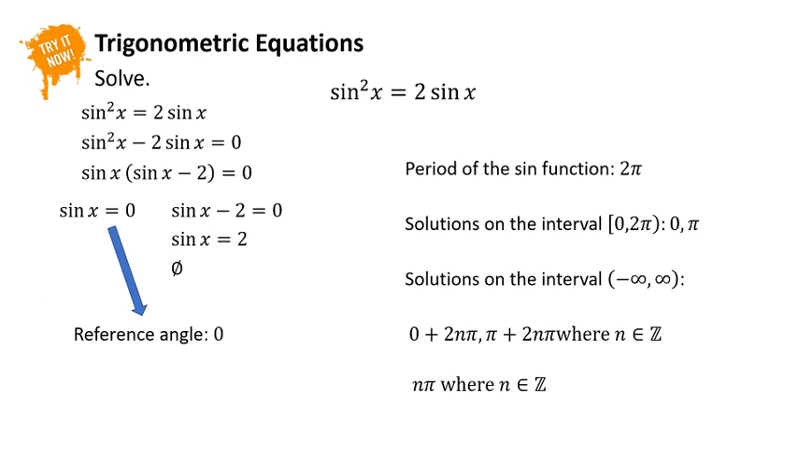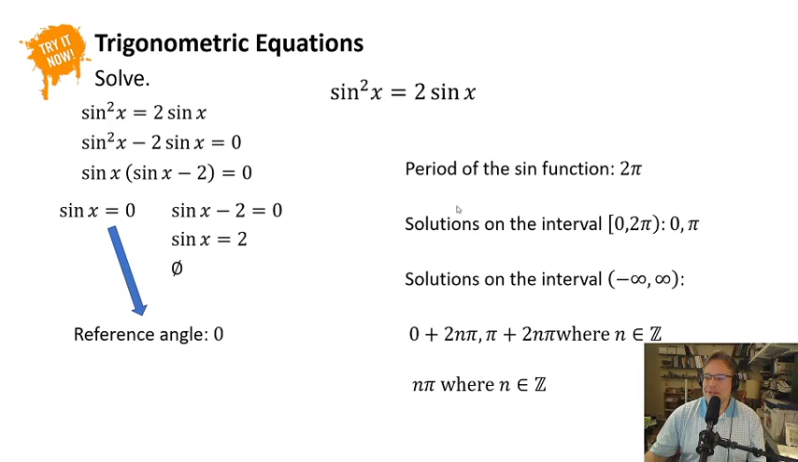But here's the thing that I want you to see as we're doing this. What are the different solutions that we have when we're doing this? Let me actually plot these out here on the unit circle. The first solution we have is 0.